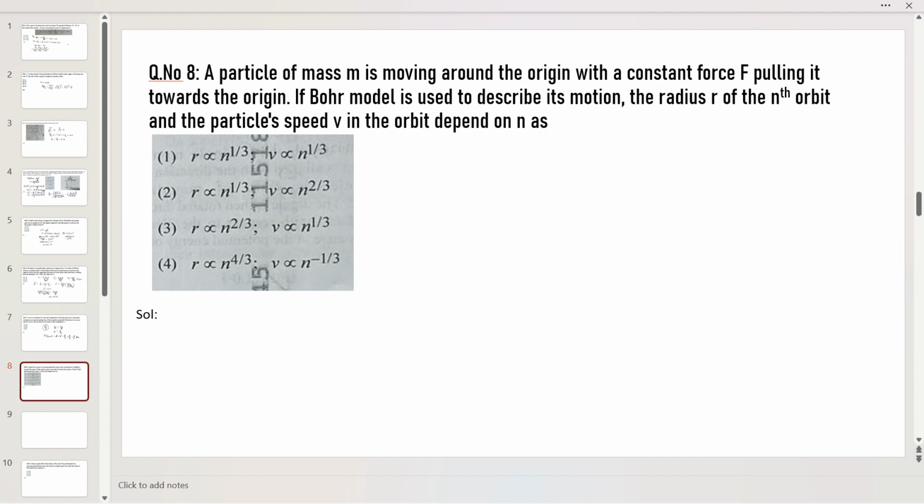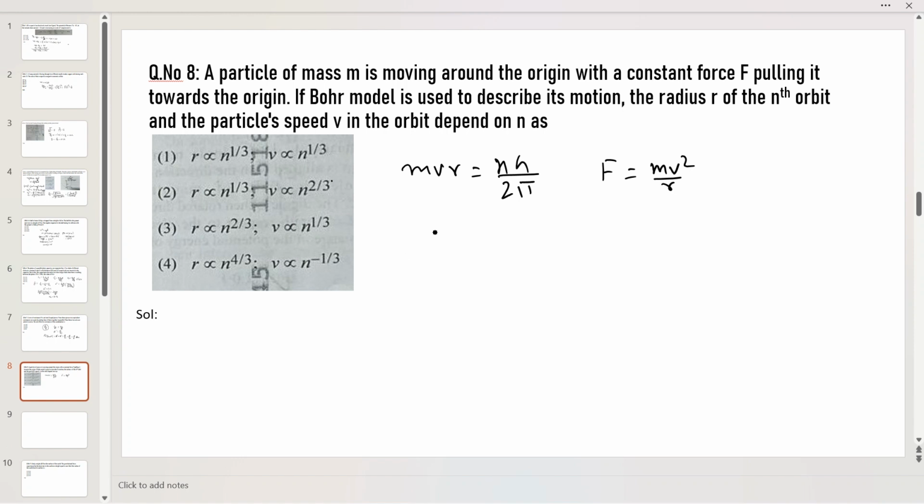Question number 8. Here you have to find: a particle of mass m is moving around the origin with a constant force F pulling towards the origin. So here we are going to use the Bohr's model, that is, angular momentum is conserved, that is mvr equal to nh by 2 pi. And we know that the centripetal force F is equal to mv square by r.